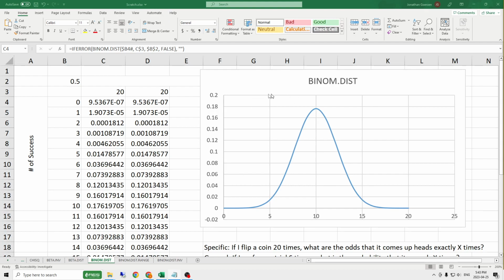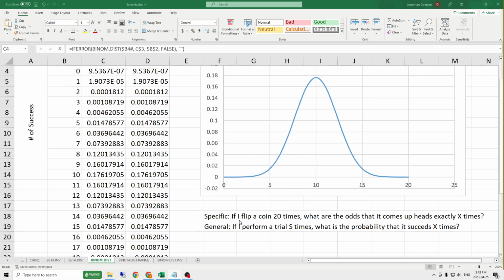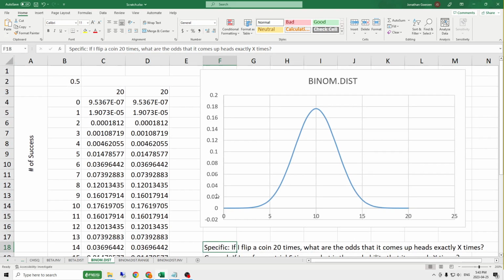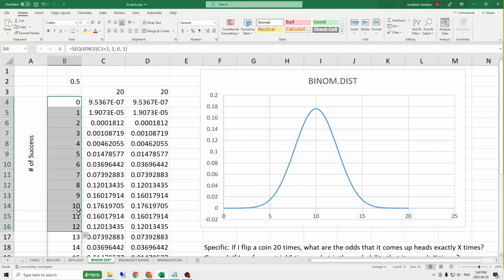So what the binomial distribution function does is it answers the question, well, here's a specific example that I've set up for this one. What I've asked Excel in all of these cells is, if I flip a coin 20 times, what is the probability, or what are the odds that it comes up heads exactly x times? So here are the values of x. This is my value for the number of trials, and I've tucked my probability up here, 0.5, I've assumed, for example, a fair coin.